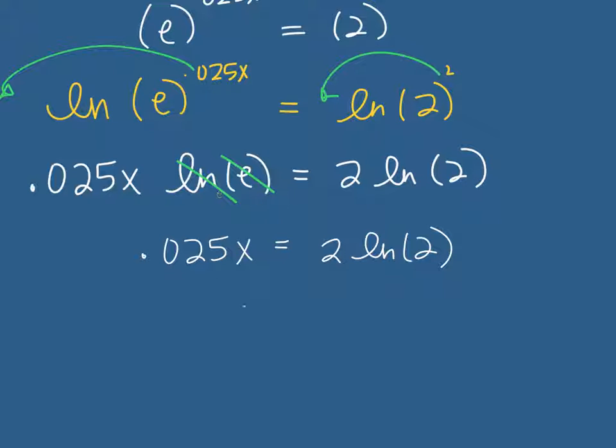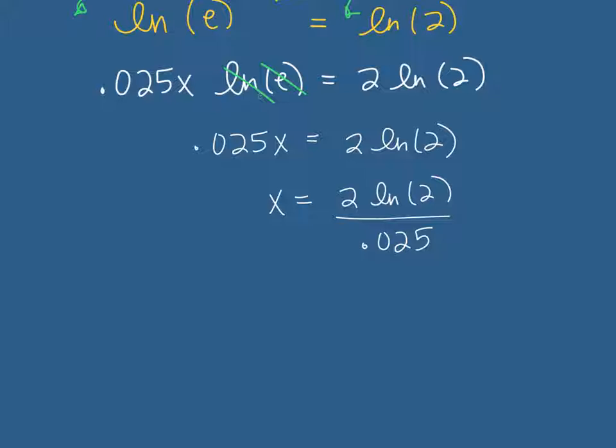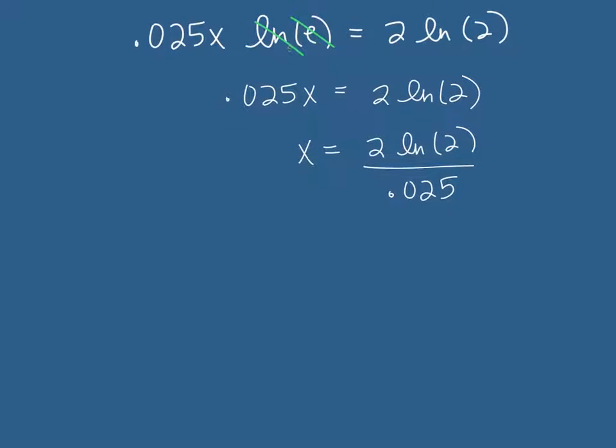And so then we just have to divide. And so x would be 2 ln 2 over 0.025. And you leave it as a fraction unless the book tells you that you're allowed to use a calculator. It's not grayed out, and then you're allowed to actually finish and type it in. But if you're not allowed to use your calculator, then you just have to stop and leave it in its fraction form. So just watch the directions so you know when you can and can't.